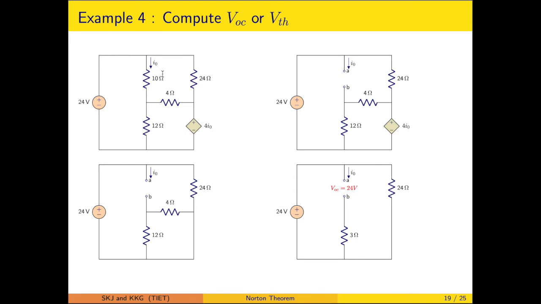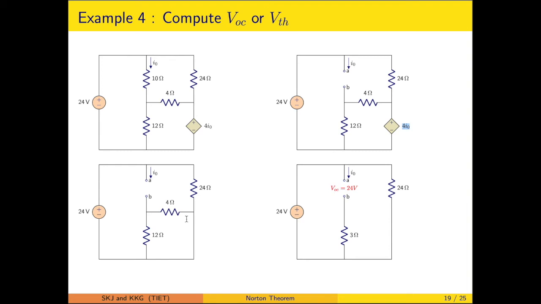To calculate the VOC, the steps are likewise. This is the circuit diagram. When we make the open circuit, this load resistance is removed. During the open circuit, the I0 will be 0. This is the controlling parameter for this dependent voltage source. So the dependent voltage source value 4I0 will be equal to 0, and that will be exactly like a short circuit. This is drawn here as a short circuit.